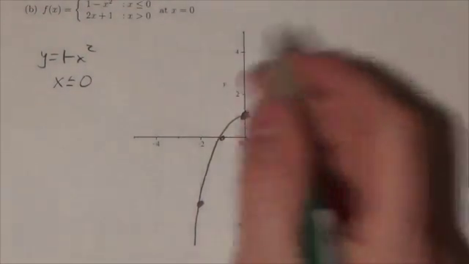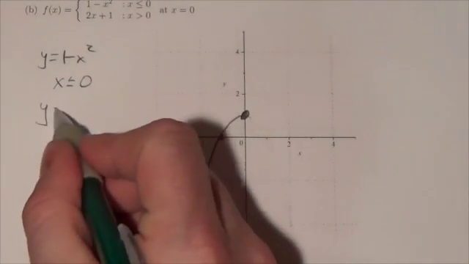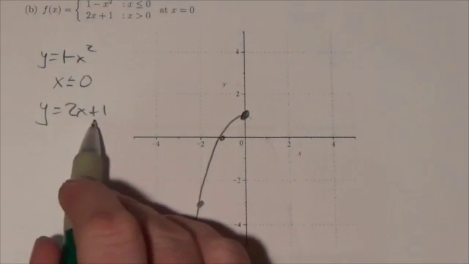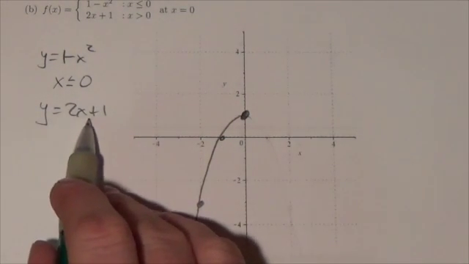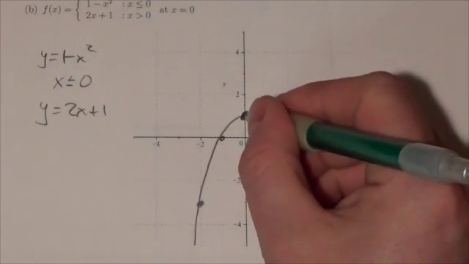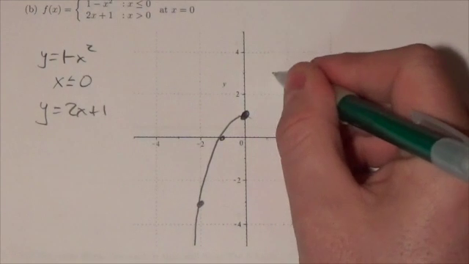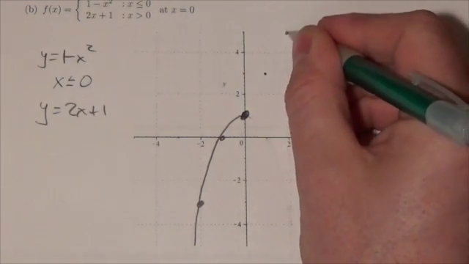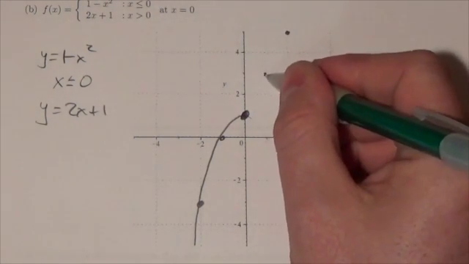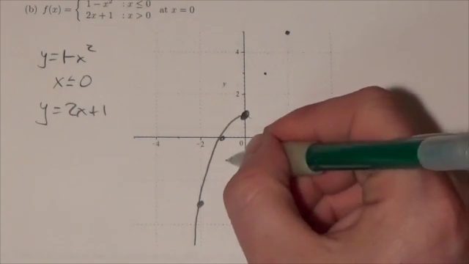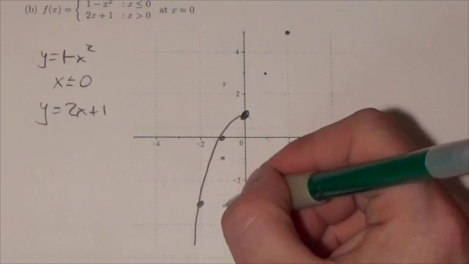Then I move my attention to the next one. The next function here is y equals 2x plus 1. Well, that's a line. It's got a slope of 2 and a y-intercept of positive 1. So there's the y-intercept at positive 1. With a slope of 2, it's going to go up 2, over 1, up 2, over 1. Or I could go from here down 2, back 1, down 2, back 1.